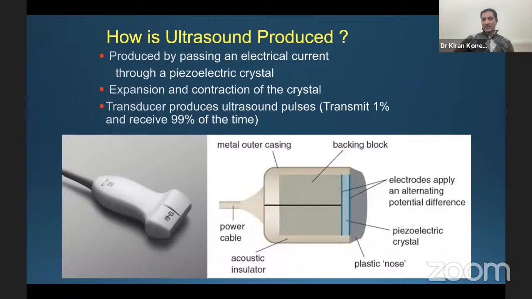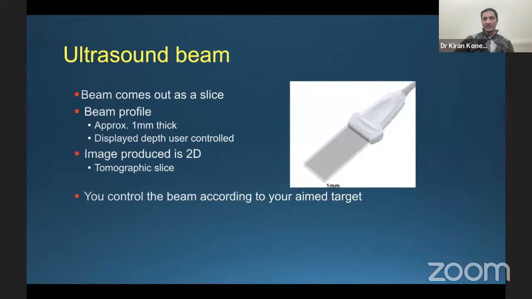And most of the time, they transmit about 1% of the time, and at the same time, they receive back the signal coming back to the probe around 95% of the time. As you can see in this picture, much of it is actually placed inside, and these image capabilities are further enhanced by the central processing unit or CPU, the computer which is sitting in the main machine. The ultrasound beam that you can see in the probe usually comes out as a very tiny slice. It is less than 1 millimeter thick, even though the probe might appear about 7 to 8 millimeters wide. However deep or shallow you want to see can be controlled using the further logistics of the machine.